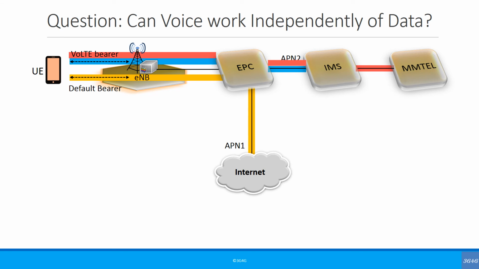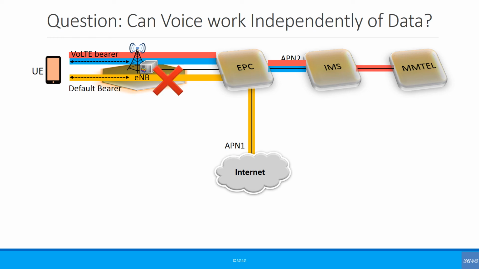Now, a question that is often asked is, can voice work independently of data? So in case of 2G and 3G, especially on our devices, we used to have an option where we might just switch the data off because we want to do voice only, right? Can you do something similar in 4G? Because everything is data now. There is no separate CS and PS domains. So can you switch off the data? And this question is asked in many fora many times.